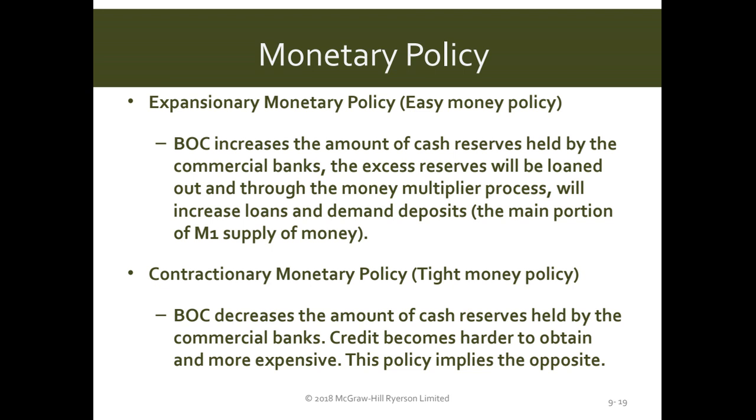Contractionary monetary policy, we also call it tight money policy. Expansionary monetary policy is called easy money policy. Easy money policy means Bank of Canada is increasing the money supply. So people have access to more money. Tight money policy means Bank of Canada is restricting the money supply. So it's difficult for you to borrow money from banks. So Bank of Canada decreases the amount of cash reserves held by the commercial bank. Credit becomes harder to obtain and more expensive. This policy implies the opposite, that is money supply will decrease.